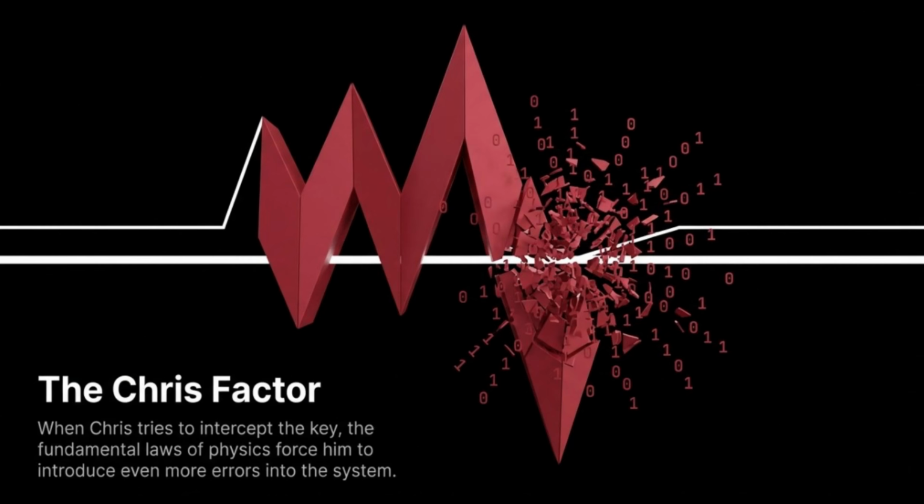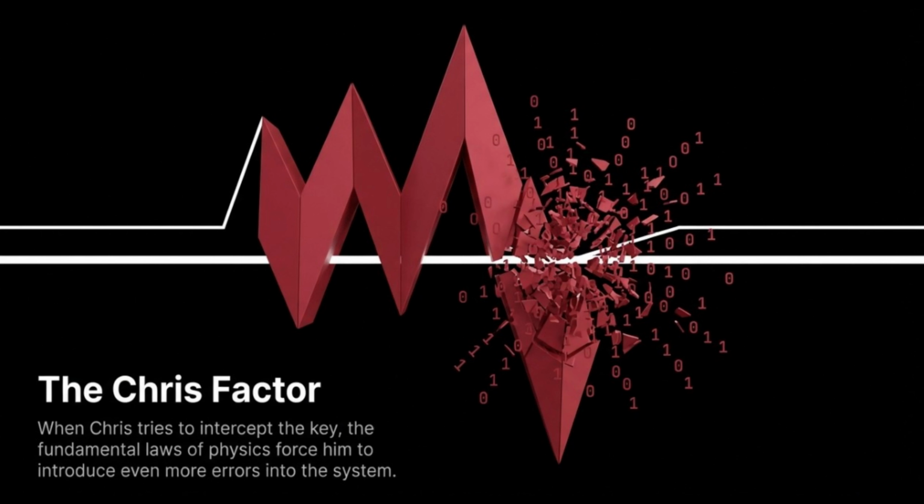Because of the no-cloning theorem, Chris cannot measure a photon without altering it. When he tries to pinch information out of the stream, he inevitably shatters the quantum state. This forced interaction doesn't just give him away, it actively injects even more errors and broken bits into the system, as shown by the collapsing structure on the right.